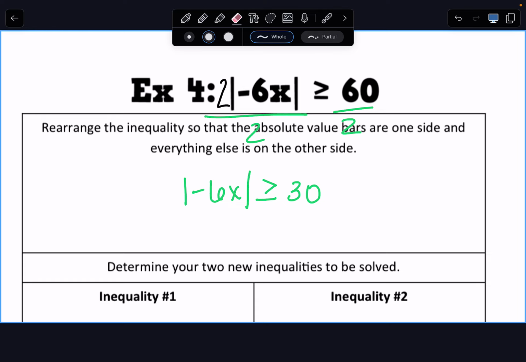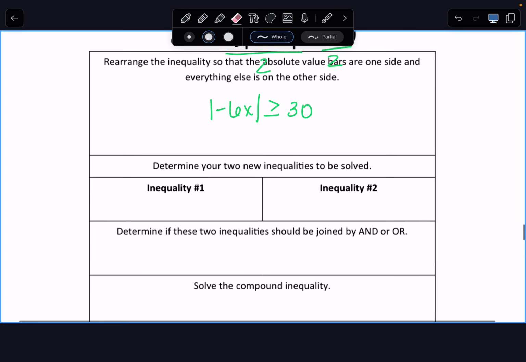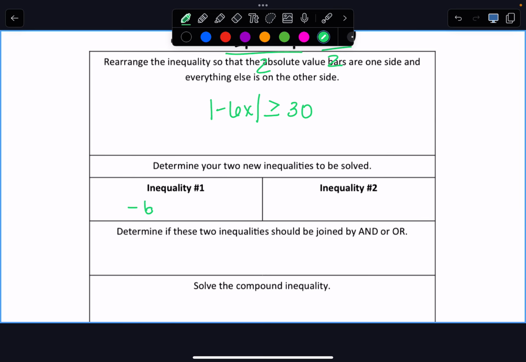Okay. What we are going to do is we are going to ditch the absolute value and keep the inequality the same. Ditch the inequality and flip the sign. Make sure you're flipping the sign of the number, not the expression.